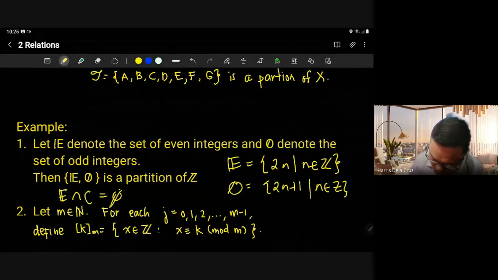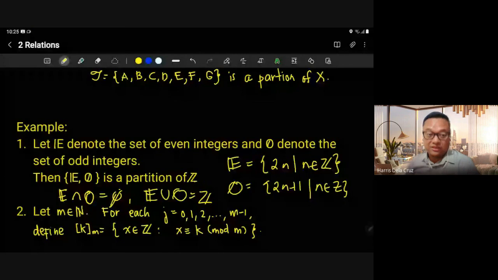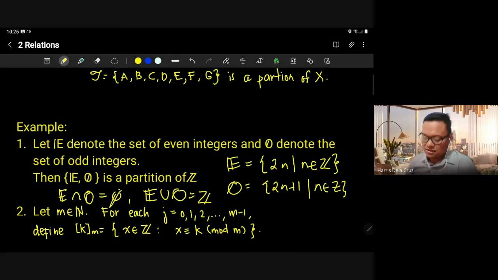And this is capital O. Similarly, the union of the two, we know that all the even and all the odd integers comprise the set of integers. So, E and O is a partition of Z. A partition, you should remember, is not unique. There are a lot of ways on how you can partition Z.